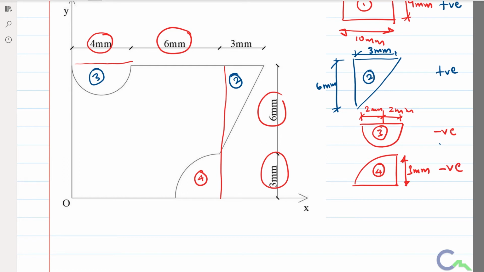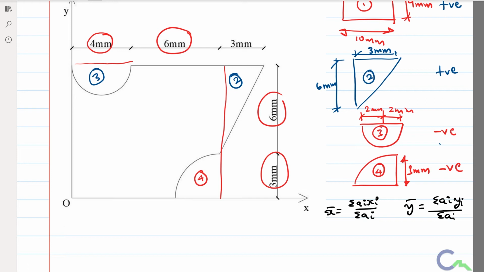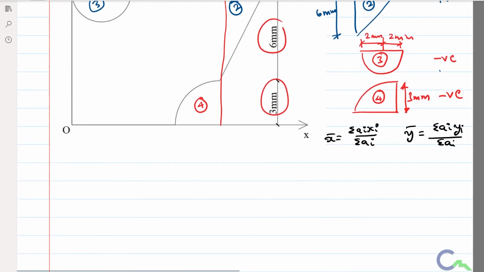So we have the formula x bar is equal to sigma AiXi divided by sigma Ai, and we have y bar is equal to sigma AiYi divided by sigma Ai. Now I'm going to form the table.